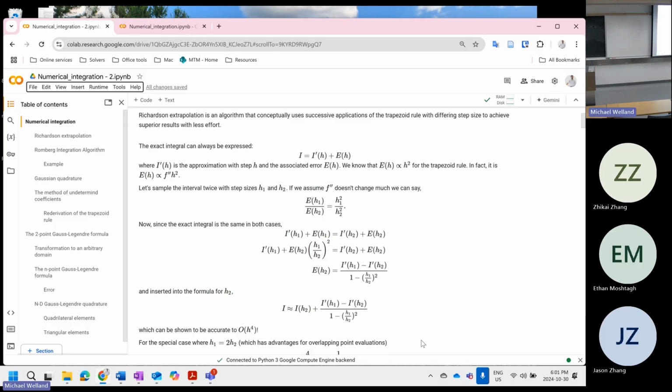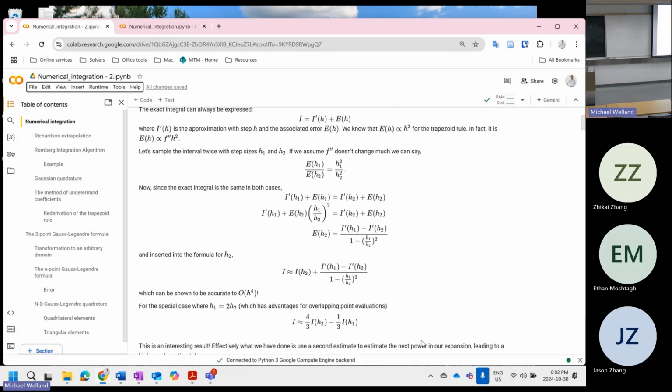Generally, you want to subdivide by 2, right? So if h1 is this, you want h2 to be that, because this way you can reuse your data, right? You've got that data, you've got that one. That doesn't change depending on your sampling frequency. So your next one, h3, would be something like that in the middle.